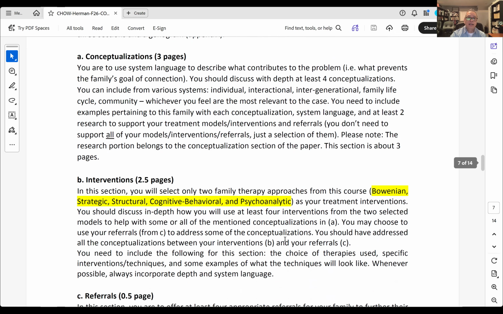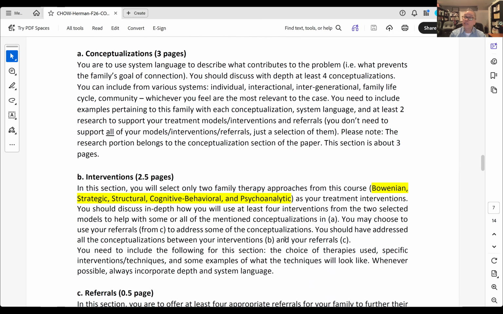The second section is the interventions. Now you have noticed what is creating the problem for this family, and you have some good research to show what will be most helpful in this case. Now you are ready to offer interventions. This is where you will be a bit more limited.